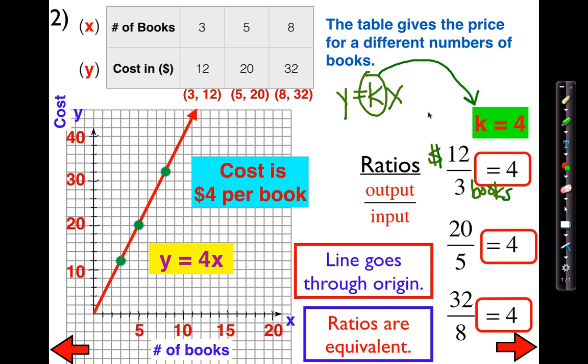What does this mean? Well, y means the cost. So the cost is going to equal 4 times x, which is the books. So the cost is going to be 4 times however many books you buy.